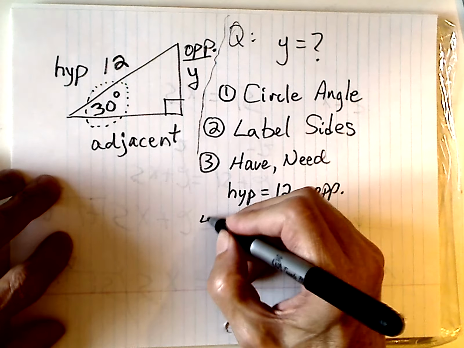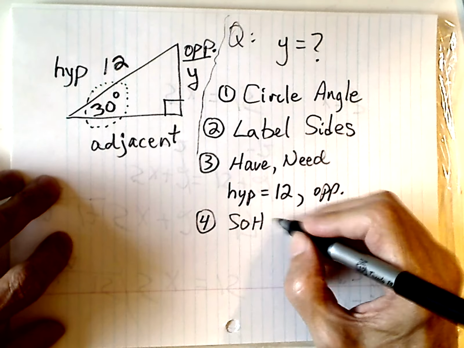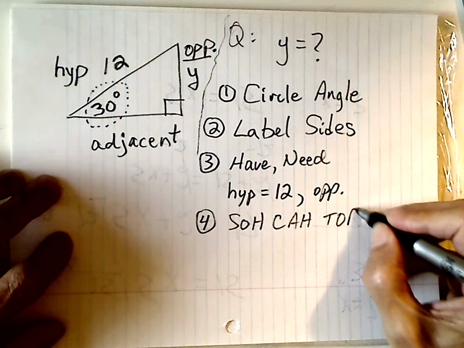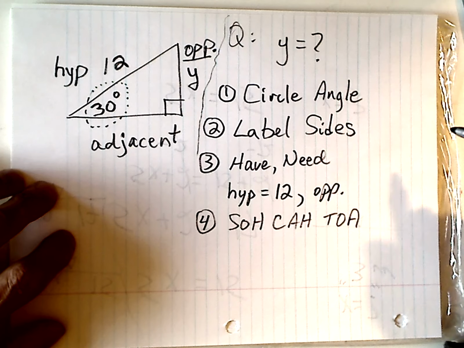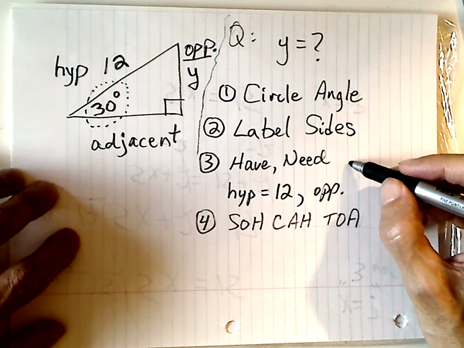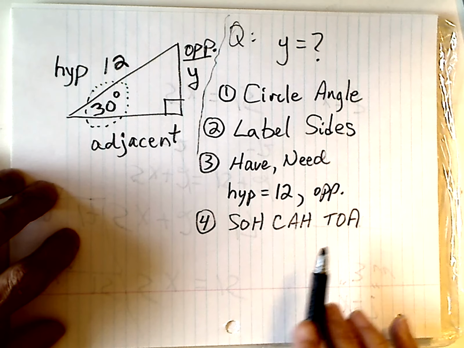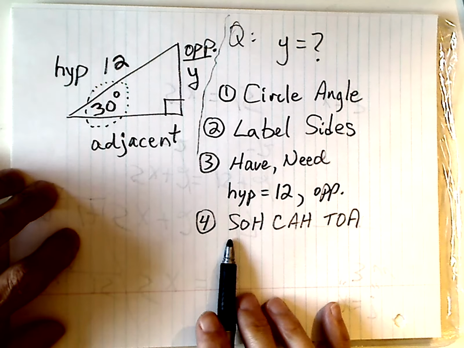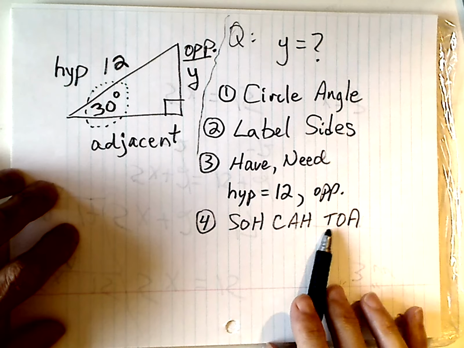The fourth thing is to invoke SOHCAHTOA. Say that magic word. And then what we have to do is take a look at our earlier step, what we have and what we need, and decide which one we're going to choose. Which one means which trig function. Are we going to choose S for sine, C for cosine, T for tangent?